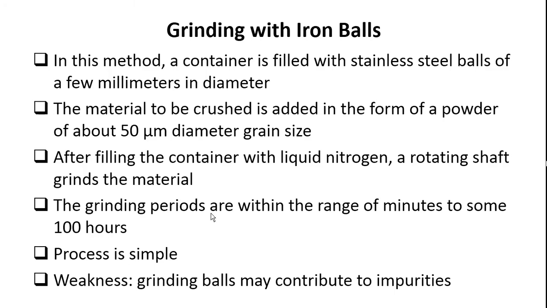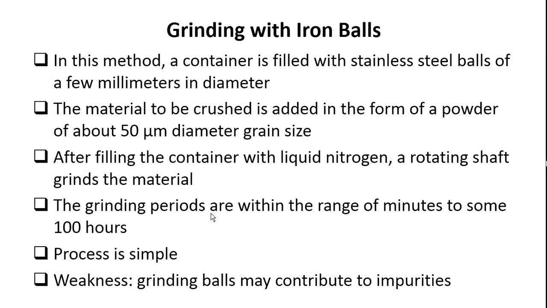And what is the advantage of using this type of ball mill? This ball mill, operating under the liquid nitrogen environment, with the rotation of the shaft, causes the crushing of the materials with the steel balls. So that crushes the material and forms the nanoparticles. And as far as the advantage of this method is concerned, this is a very simple method. So the process is very simple.